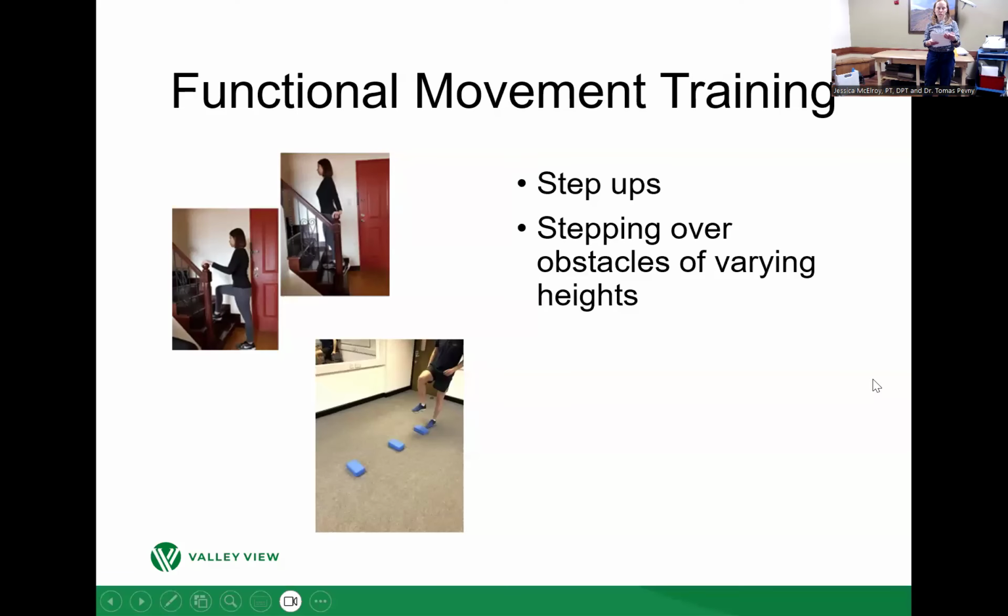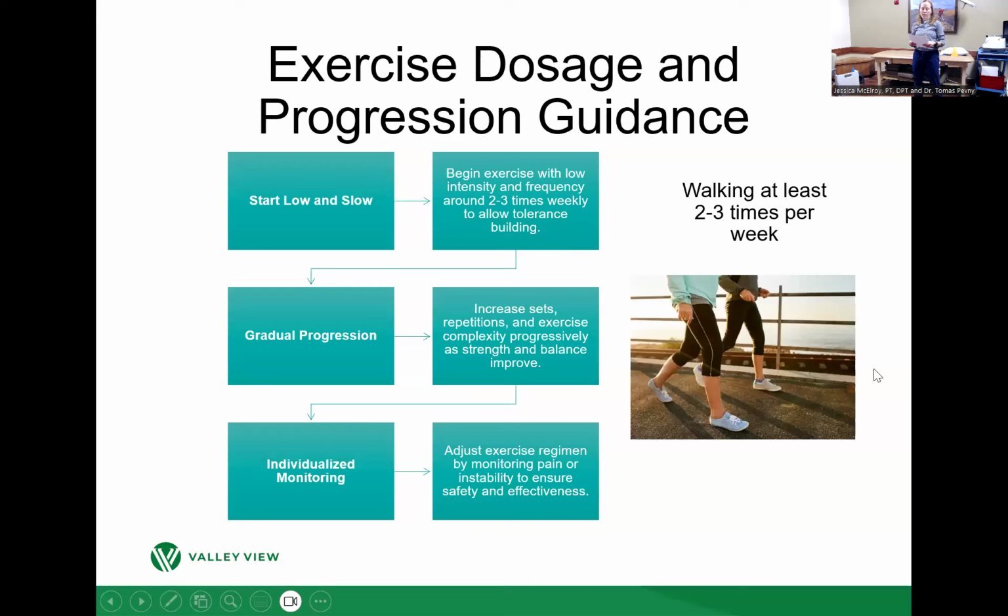Okay, so where do we start? How much do we do? How often do we do it? Evidence suggests starting low intensity and low frequency, such as 2 to 3 times per week at tolerable levels, then gradually increasing sets, repetitions, and complexity as strength and balance improve. Progression should be individualized, monitoring for pain or instability as indicators to adjust what you're doing. Again, safety with movement at home is the top priority.